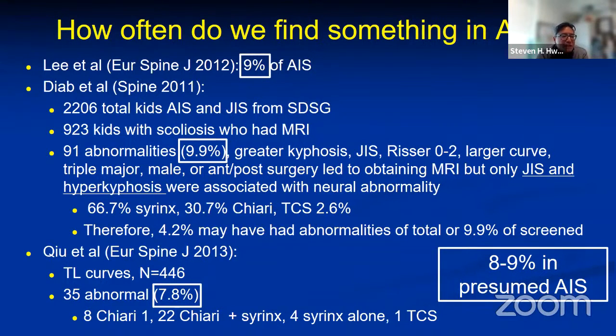There are several papers, some with up to 2,000 patients. Mo Diab's paper in 2011 had over 2,000 patients, and there's a fairly consistent number. Somewhere around 8 to 9% of the time, those MRIs will find something abnormal, at least radiographically. It doesn't mean that every time it requires treatment, but you'll find a syrinx most commonly, less commonly a Chiari, and then at least in North American literature, tethered cord tends to be a few percent of the time, the least common of the three.